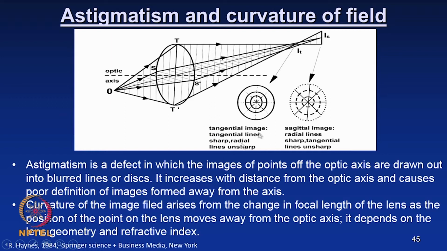and we will see the curvature of field. The curvature of the image field arises from the change in focal length of the lens as the position of the point on the lens moves away from the optic axis, and it depends on the lens geometry and refractive index. We will also see, when we look at the correction of these objective lenses, how this curvature of the image is also being taken care of.